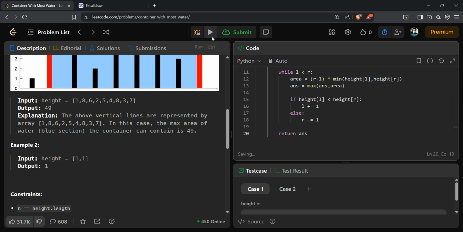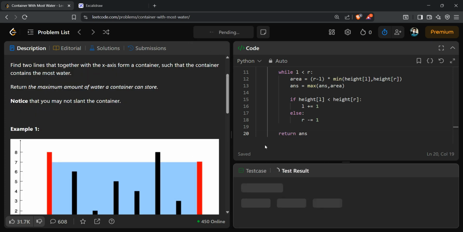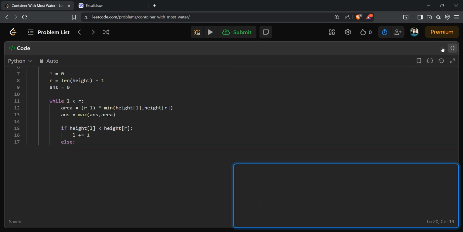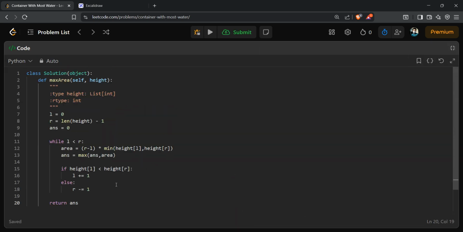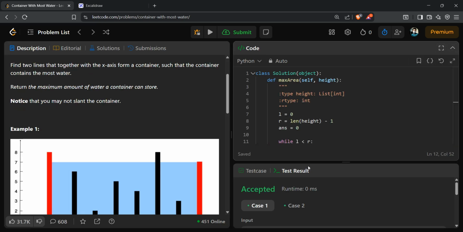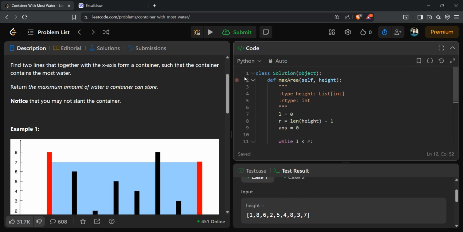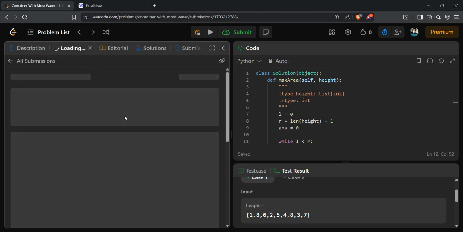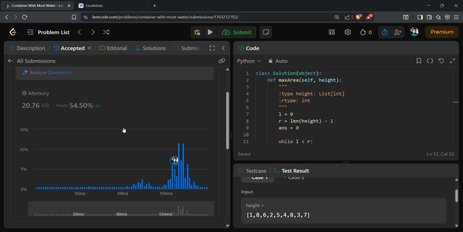Let's try to run this code. This is the code if you want to see. Okay, the sample test cases have passed. Now let's try to submit. Yes, and it is accepted.